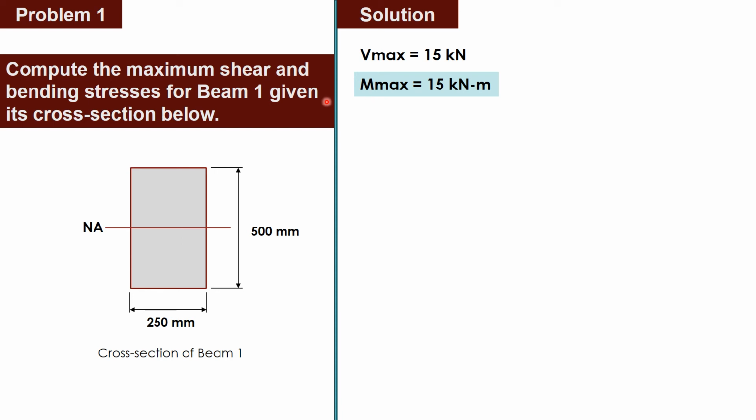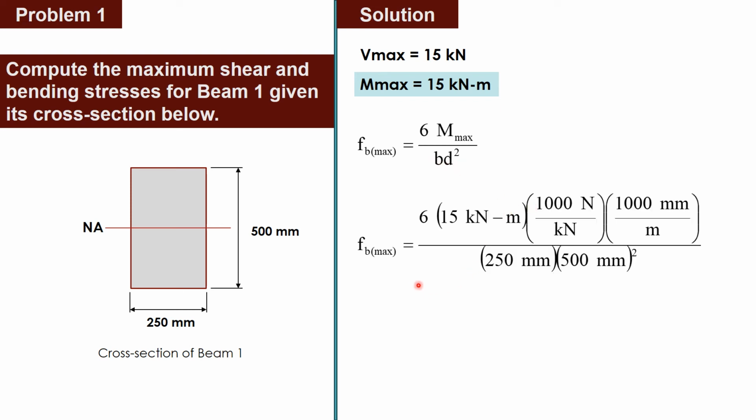So let us now get the maximum bending stress. So this is now our maximum value of moment taken from the moment diagram. So if you will use the formula that is derived for maximum bending stress for rectangular section. So this is 6 multiplied by maximum moment over BD squared. So substitute mo lang itong tatlo and you will get the maximum bending stress or flexure stress, which is 1.44 megapascals.